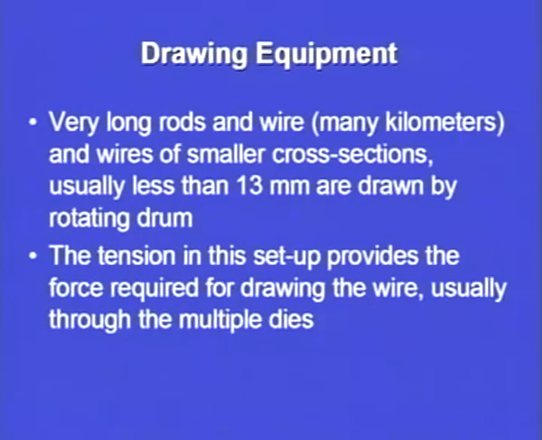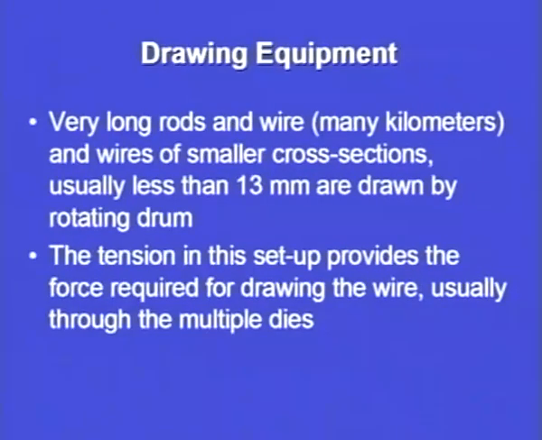than 13 millimeters. So in case of draw bench, the limitation was 20 millimeter. Here in case of rotating drum, the limitation is 13 millimeter. If the diameter is less than 13 millimeter, we can draw it using a rotating drum. So very long rods and wires that the length may run into many kilometers, of smaller cross section usually less than 13 millimeter, can be drawn using a rotating drum.